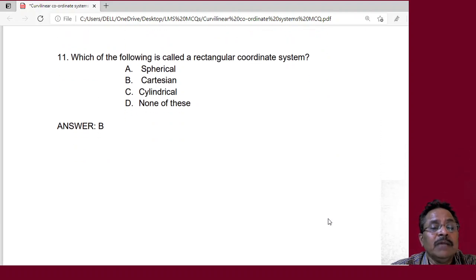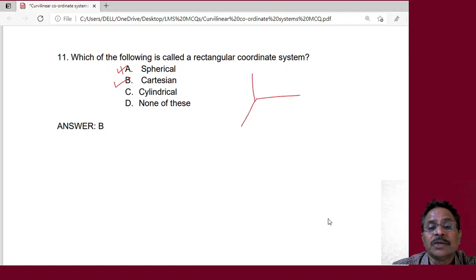Now question number 11. Which of the following is called a rectangular coordinate system? That is a very simple question, it doesn't require any understanding. The spherical system is not, since it has three different coordinates, r, theta and phi, so there is an angle. Cylindrical is also not the case, nor none of these. The correct answer of this question is B, that is the Cartesian coordinate system is called a rectangular coordinate system.